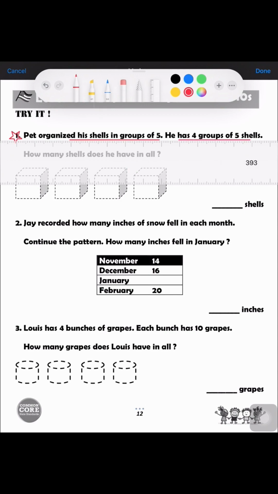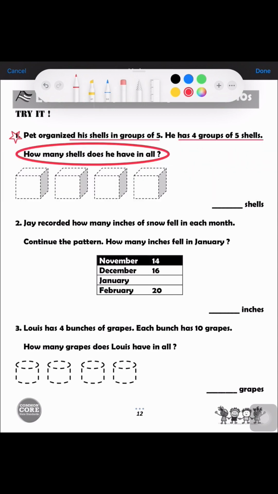He has 4 groups of 5 shells. So how many shells does he have in all? Okay, so in the question we know that there are 4 groups of 5 shells. We can use skip counting by 5 to find the answer. 5, 10, 15, 20. He has 20 shells in all.